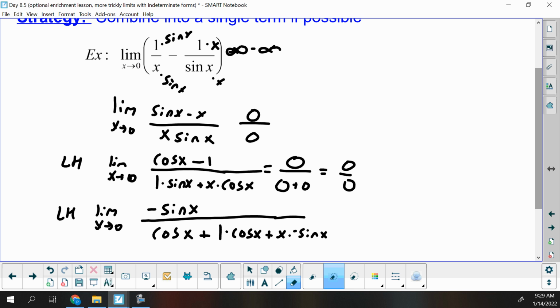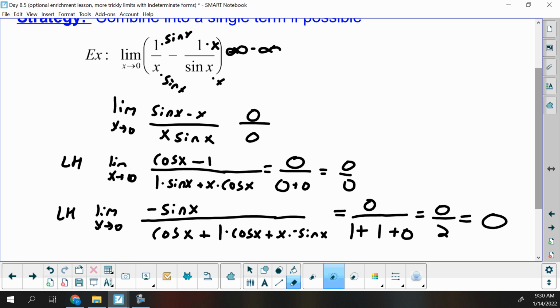And we'll reevaluate. Sine of 0 is 0, so we get 0 on top. On bottom, cos of 0 is 1, plus cos of 0 again for that next one is 1. And then 0 times 0 for the third one. So we get 0 over 2, which is just 0. So in this case, infinity minus infinity happen to approach 0. Not always going to be that.